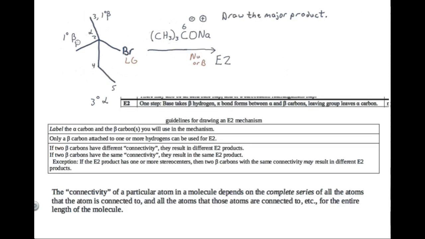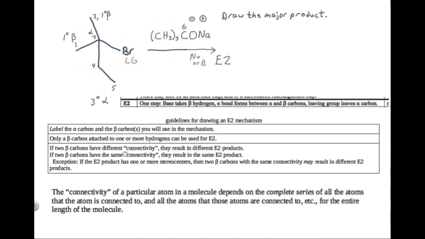You can see that because carbon 1 and carbon 3 both have the same connectivity. Connectivity is a technical term that refers to the complete series of all the atoms that an atom is connected to and all the atoms that those atoms are connected to, etc., for the entire length of the molecule. It should be easy to see that the connectivity of carbon 3 is the same as the connectivity of carbon 1. Carbon 3 is directly attached to 3 hydrogens and the alpha carbon. That's its connectivity. And carbon 1 is directly attached to 3 hydrogens and the alpha carbon. That's the same connectivity as carbon 3.